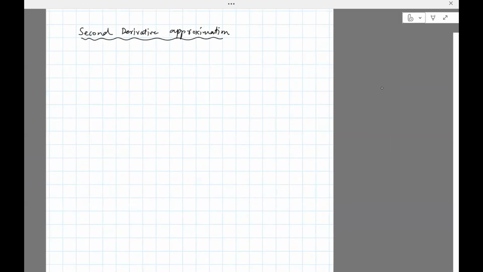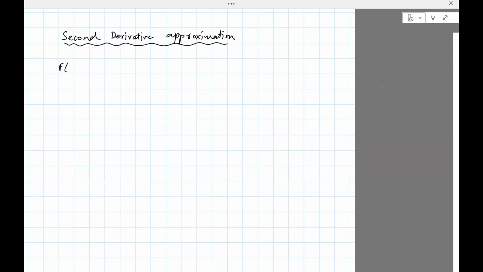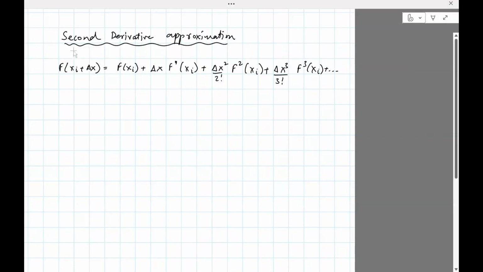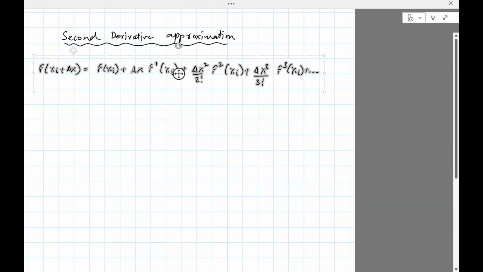Okay, let's remind ourselves of the Taylor series expansions. So we have f of xi plus delta x equals f of xi plus delta x times the first derivative, plus delta x squared divided by 2 factorial times the second derivative, plus delta x cubed over 3 factorial times the third derivative at xi, and this series keeps going on. Okay, I had called this expression 1.